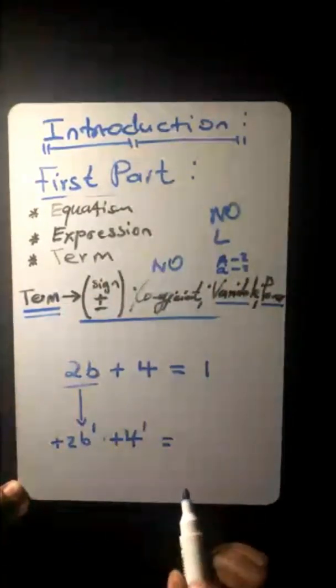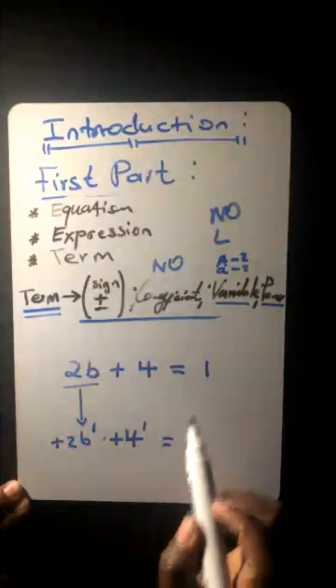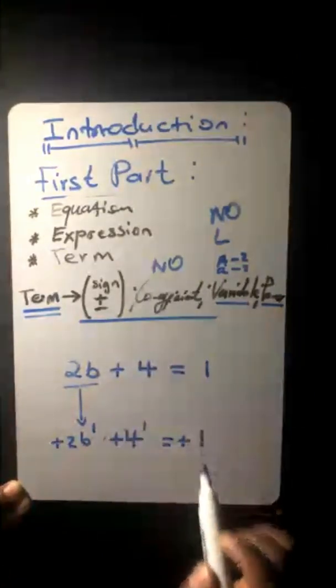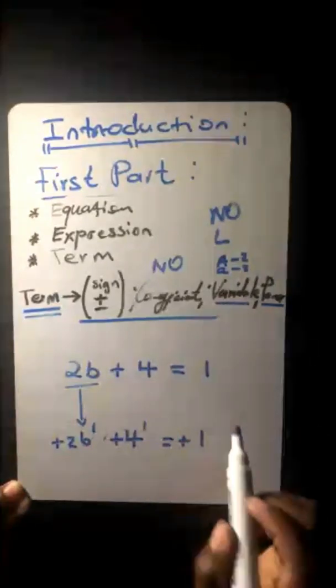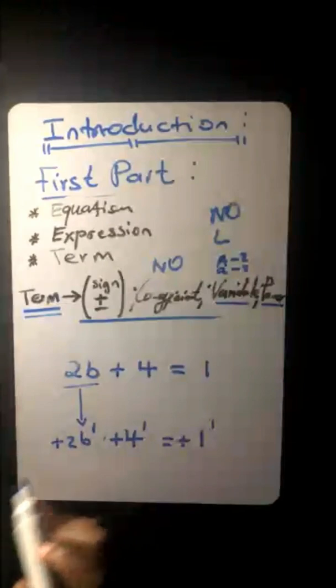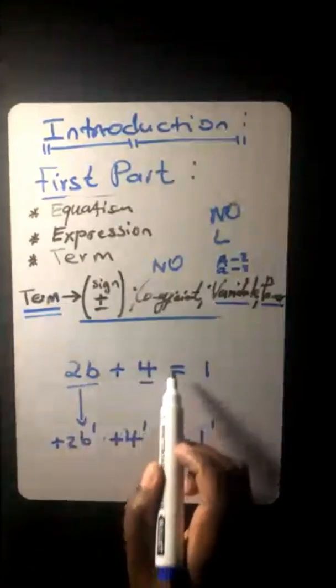How do we interpret this one? So we've got a positive 1. We've got a coefficient being 1 itself. We don't have a variable. We do have a power. It's 1.